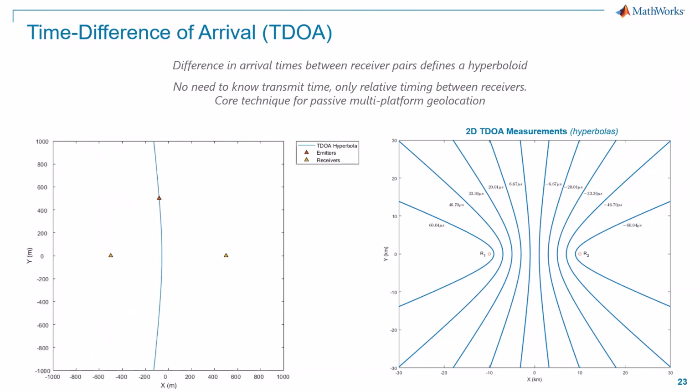The critical advantage is you don't need to know when the signal was transmitted. You only need relative timing between your receivers, achievable with GPS-disciplined oscillators. This makes TDOA fully passive and independent of the emitter. To localize, you intersect hyperbolas from multiple receiver pairs. Two pairs give you 2D, three give you 3D, and accuracy depends heavily on receiver geometry, which brings us to GDOP shortly.